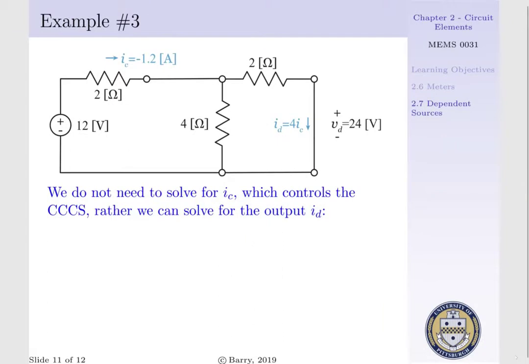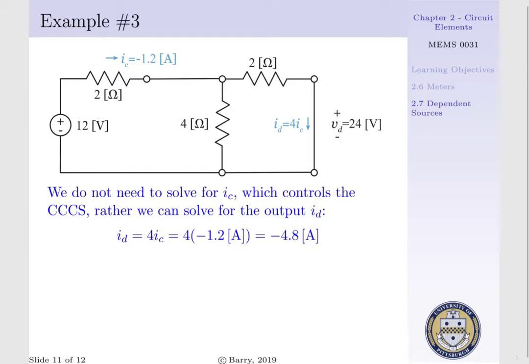Now, I sub C is equal to minus 1.2 amps, such that we do not have to solve for it, rather it is given by the measurement of our ammeter. And I sub D is equal to 4 I sub C. Thus, we can solve for the output of our CCCS, such that I sub D is equal to 4 I sub C, or 4 times minus 1.2 amps, such that our output is minus 4.8 amps.